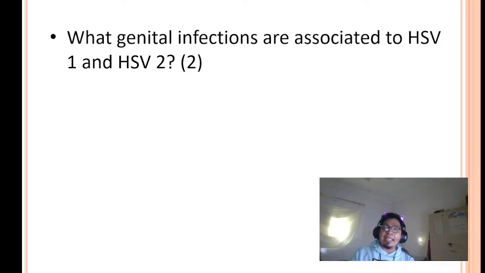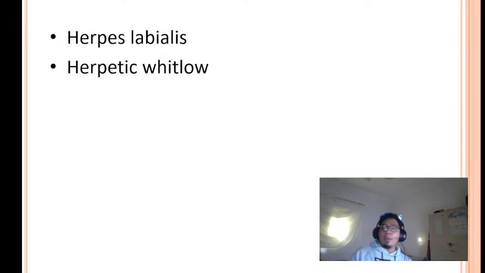Herpes labialis and the herpetic whitlow. Well, basically, what these things are is just genital warts. Okay, warts. And I would show a picture, but unfortunately, I had to remove it last minute because we're going to show it on YouTube, and it's a little bit graphic. We might not be able to, the video might get taken down.